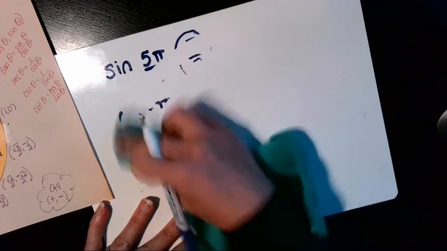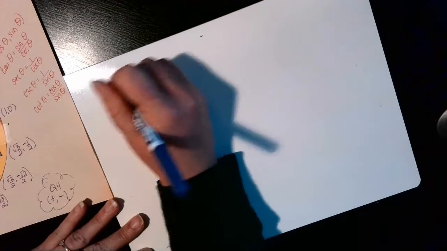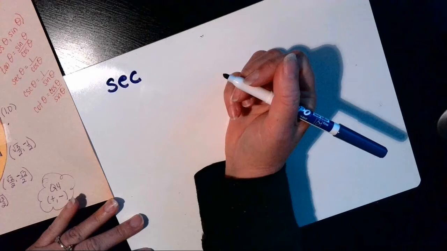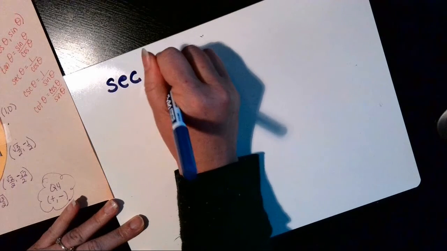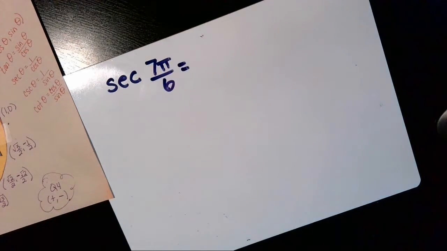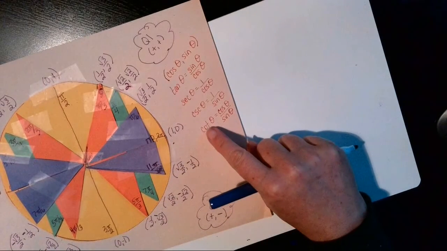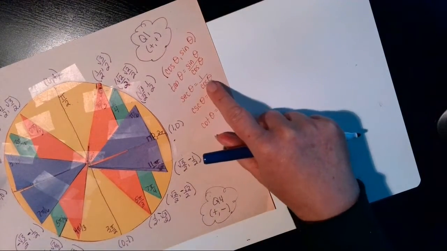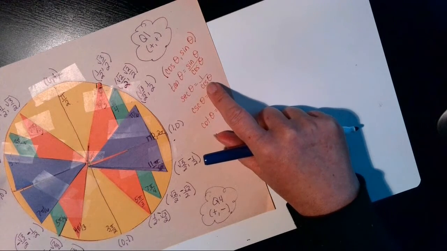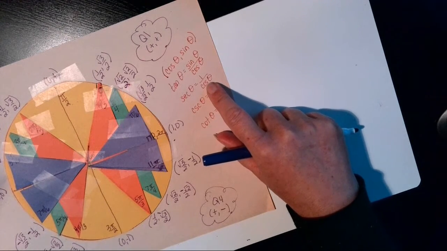Let's try a secant. So let's say I want to know the secant of 7 pi over 6. Okay, so if I look at my little cheat sheet I made, the secant is the reciprocal of the cosine. So I need to find the x coordinate, that's the cosine, then take its reciprocal.